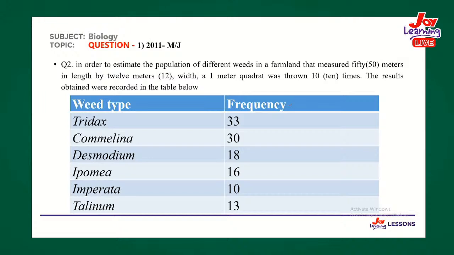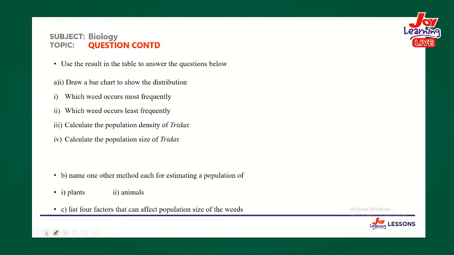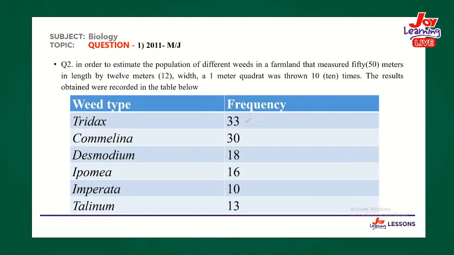So they kept throwing it around. They asked you, what did you get? They insisted that we work on Tridax. So the Tridax value was 33. So frequency, whenever you throw, you get around 33. That's what they mean.